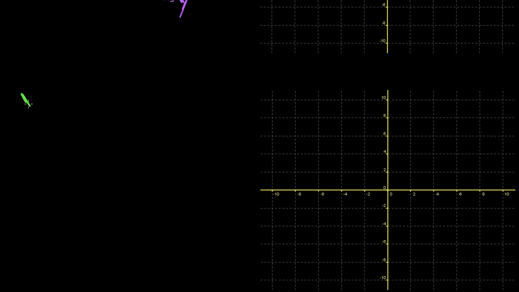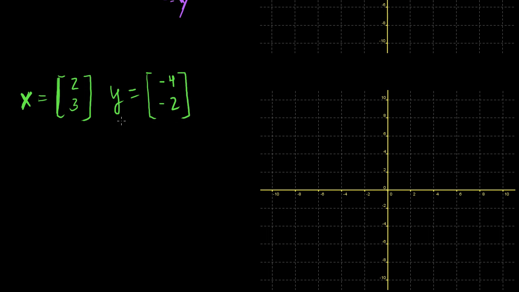Let me define vector x, in this case, to be 2, 3. And let me define vector y to be -4, -2. So what would be x in standard position? It would be 2, 3. It'd look like that. That is our vector x if we start at the origin. And then what does vector y look like? I'll do y in orange. -4, -2. So vector y looks like this.